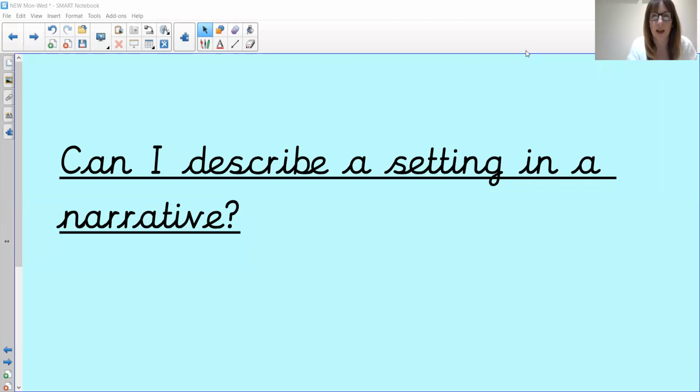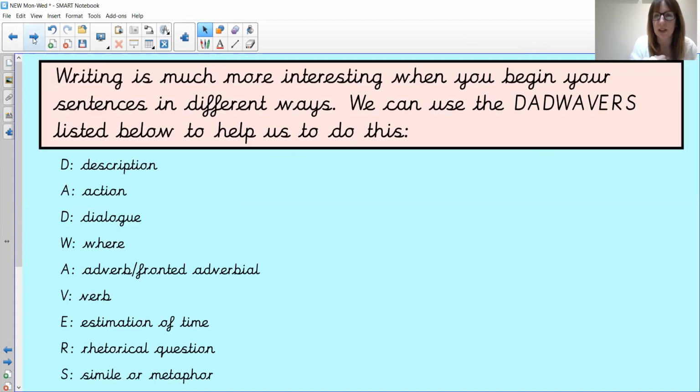If you imagine having to read a story where every sentence begins with he did this or she did that or they did this, it'd be quite boring and I'm not sure we'd want to carry on reading till the end. So today we're going to be thinking about different ways that we can start our sentences. So writing is much more interesting when you begin your sentences in different ways. I think we'd all agree that.